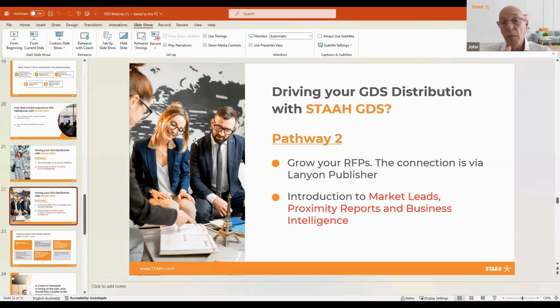Massively large hotels may choose some of the consortia program and some of these services, but more medium-sized hotels, the big driver now of RFPs for hotels is via the Cvent market leads, proximity reports, and business intelligence. Can STAAH GDS arrange for a demonstration of the Cvent market leads, proximity reports, and business intelligence? Yes, we can.